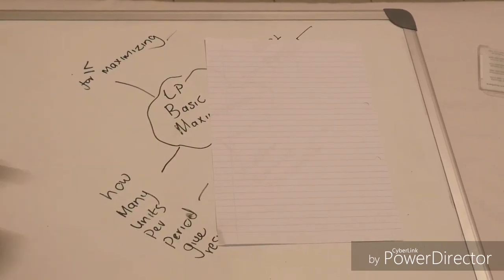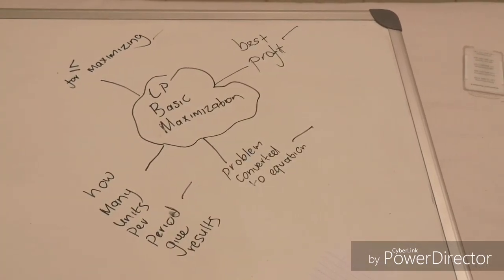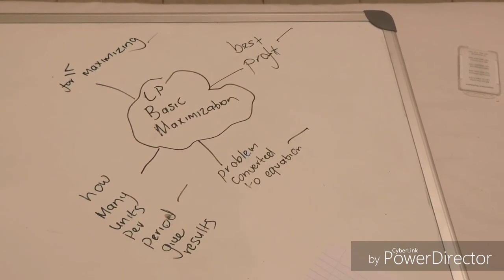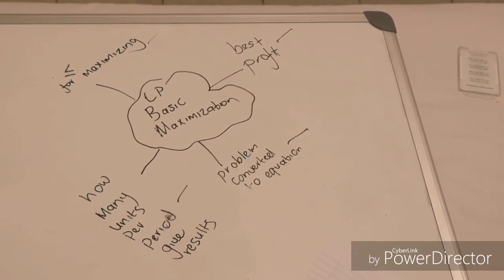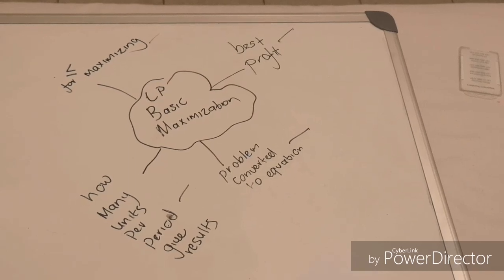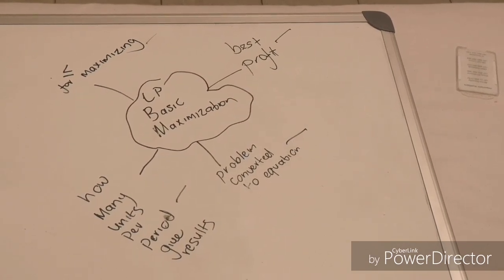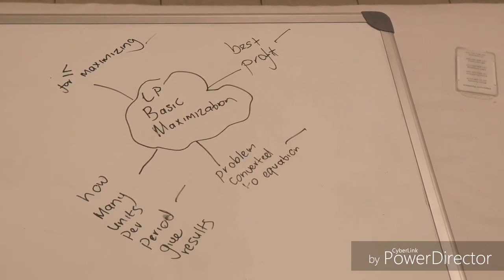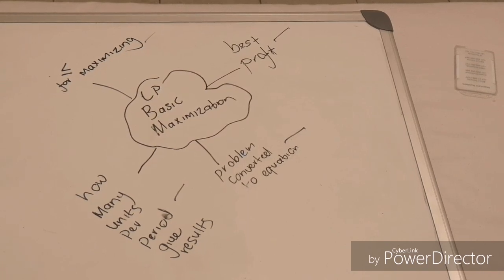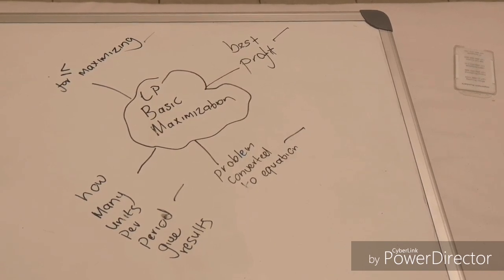So basically, I just drew a mind map to explain what basic maximization is. Now, if you look at the map below, you'll see that basic maximization, or in this term, linear programming, will give you a word problem. A word problem being a scenario where you have certain groups of data and you have to convert that into an equation. Equation being a system of inequalities.